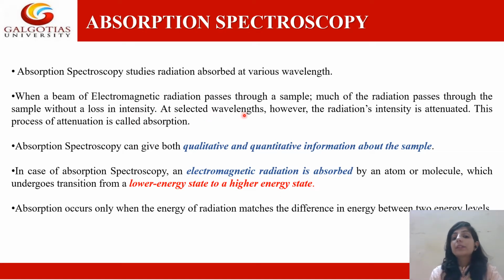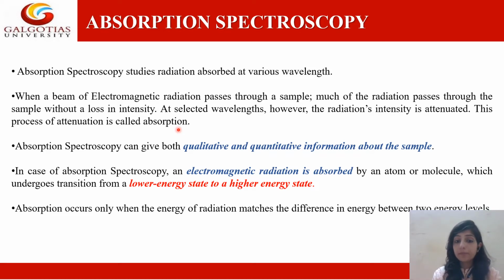But at selected wavelengths, what will happen? You will observe a decrease in the intensity of radiation. The radiation intensity is attenuated. Attenuated refers to the decrease in the intensity of radiation. This decrease in the intensity of the radiation refers to absorption. So in absorption, the intensity of the incoming radiation decreases. And the main reason behind that decrease in the intensity of radiation is the absorption of radiation by the sample.